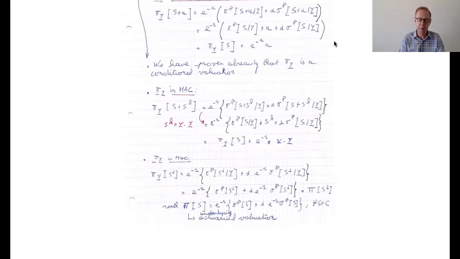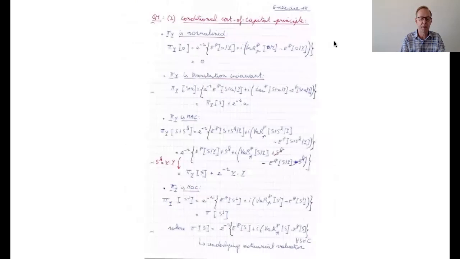That's the first part. For the second part of question 1, we have to prove that the conditional cost of capital principle is also a conditional valuation. You can have a look at it by yourself. We have to follow the same steps. We have to prove that pi y is normalized and that pi y is translation invariant, which is easy to verify. We have to prove that pi y is market consistent, and we have to prove that pi y is model consistent.